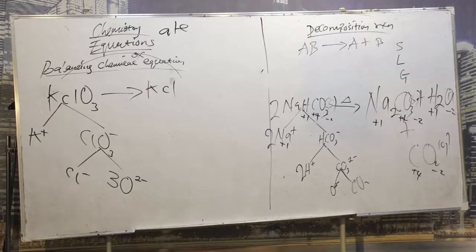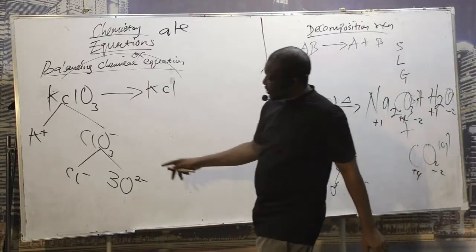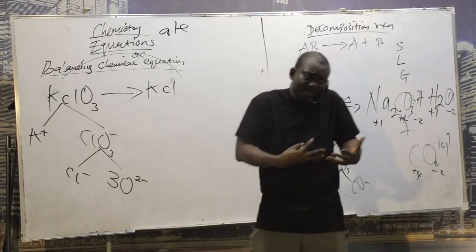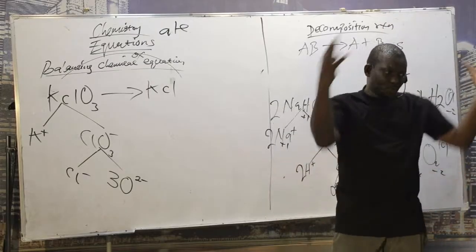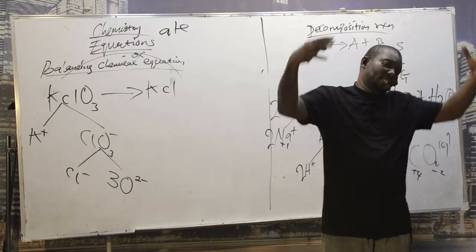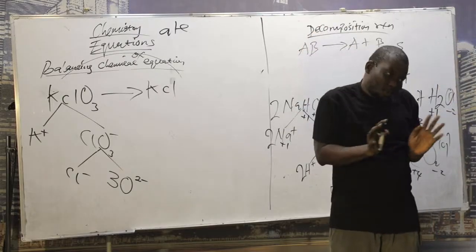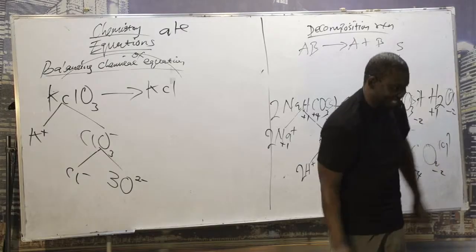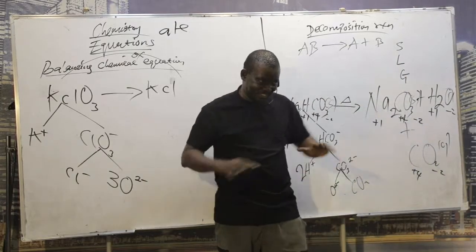Why will the 3 not be below again? The O has been separated from Cl, so the 3 can balance well. You see the point now? If the Cl is with the O, the 3 will be sitting only with the O. But now that O is on its own, you can balance it.